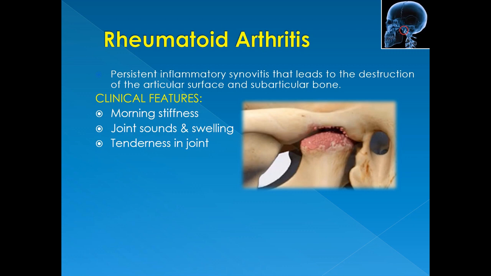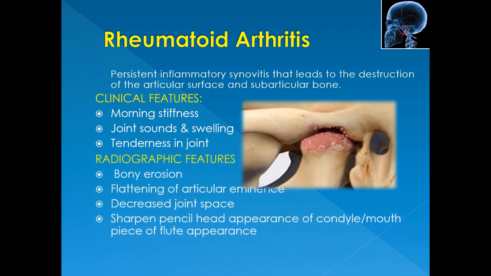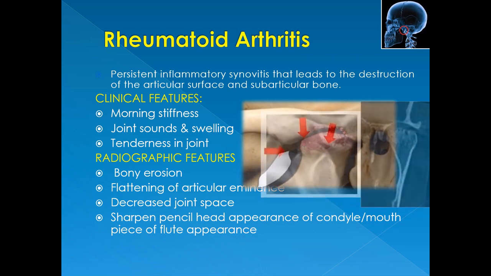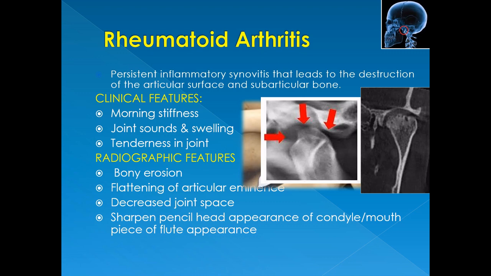The radiographic features include bony erosion, flattening of the articular eminence, decreased joint space, and a characteristic sharpened pencil head appearance of the condyle or the mouthpiece of flute appearance. So in this figure, you can see the presence of scooped out areas of erosion in the posterior superior aspect of the head of the condyle that gives the appearance of a mouthpiece of flute.